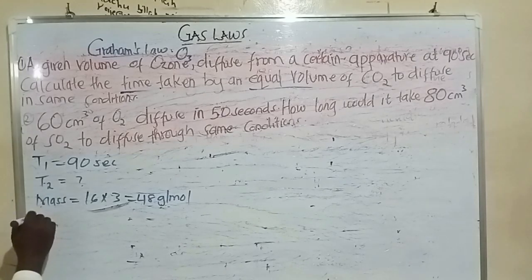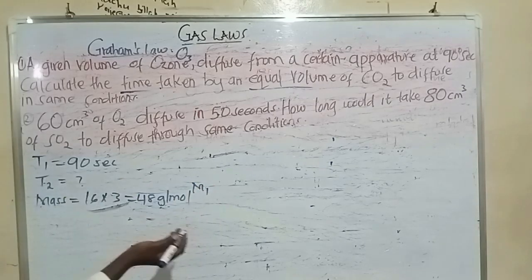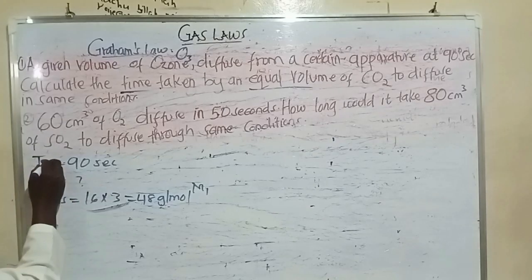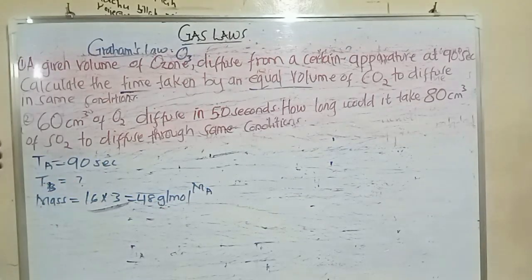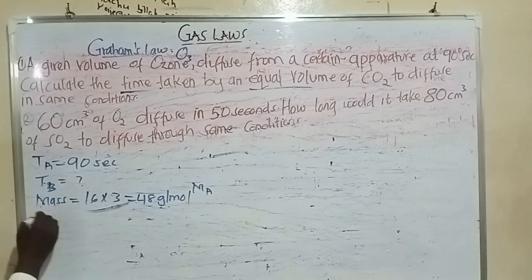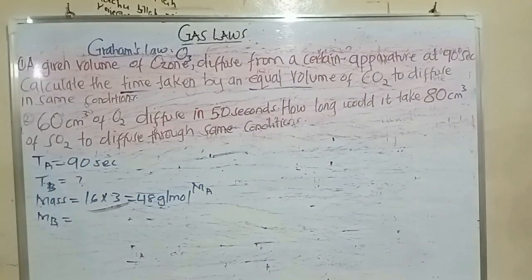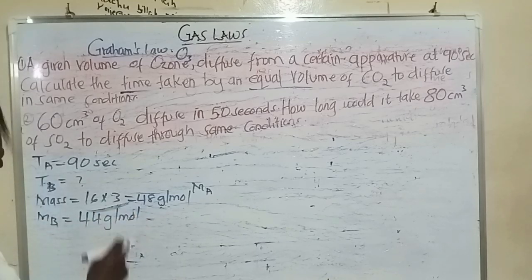So we write this as TA, TB, MA, MB. We can say our TA is 90 seconds. Our TB is what we don't have. Our MA is 48 grams per mole. And then what is going to be our MB? The mass of carbon dioxide: if we add the masses of carbon and oxygen, we get 44 grams per mole. So the mass of carbon dioxide is 44 grams per mole.